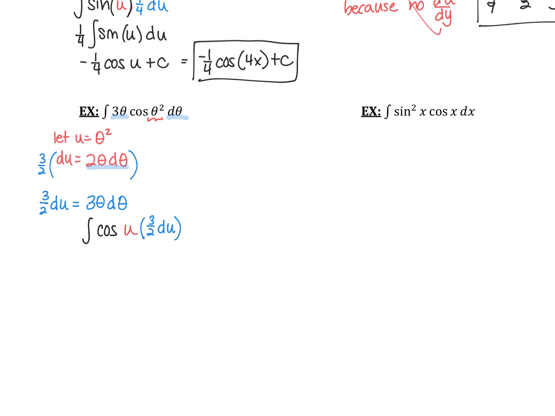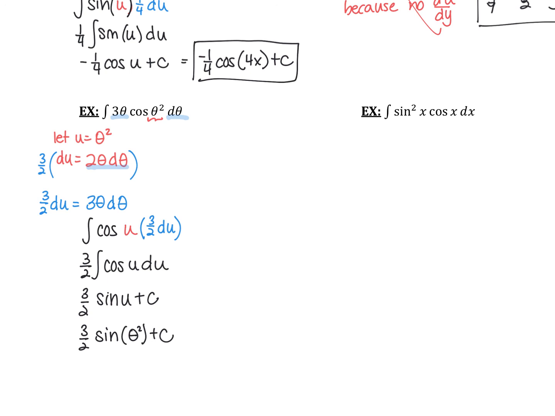And once again, I tend to pull my scalar out. So 3/2 times the integral of the cosine of u du is what this would look like. So if I anti-differentiate this, 3/2 stays. This would be the sine of u plus c. And substituting back in u, we would get theta squared. Now, could you have come up with that without using U-substitution? Probably can.